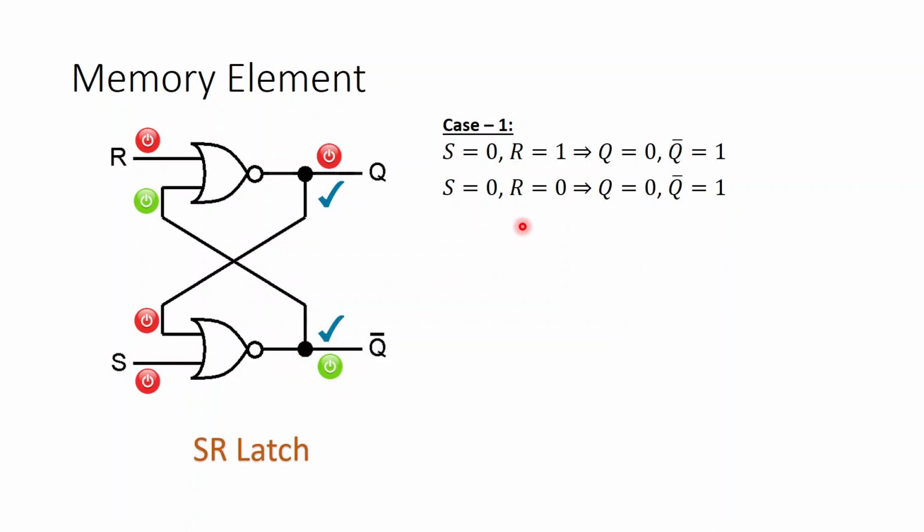That means what happens basically, when you give S equals 0, R equals 0, given that your outputs are like this, 0 and 1, that does not change the outputs. The output still remains 0 and 1. This is what my observation is. So when I give S equals 0, R equals 1, then I understood that no matter what the output was, it would change to 0 and 1. When S equals 0 and R equals 0 is given, starting from 0 and 1, it remains as 0 and 1. This is the conclusion now.